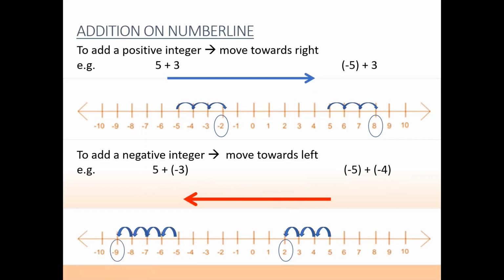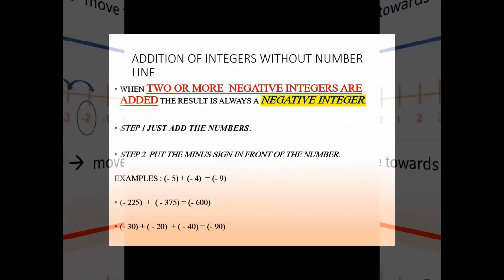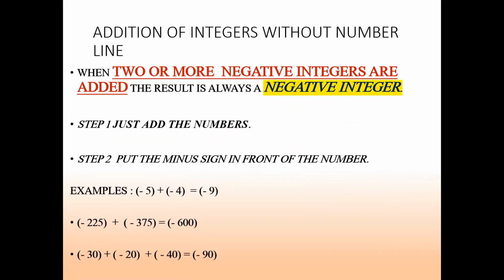Looking at these points in our conclusion, we can add the integers without a number line also. We'll just follow a simple rule. When we are adding 2 or more negative integers, we will simply add them and the result is always going to be a negative integer. We have just seen some examples on the number line. So follow two steps. If you are adding negative integers together, just add them and put the minus sign in front of the number. For example, I'm adding minus 5 and minus 4.